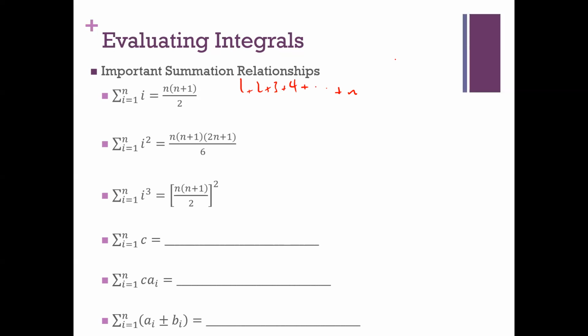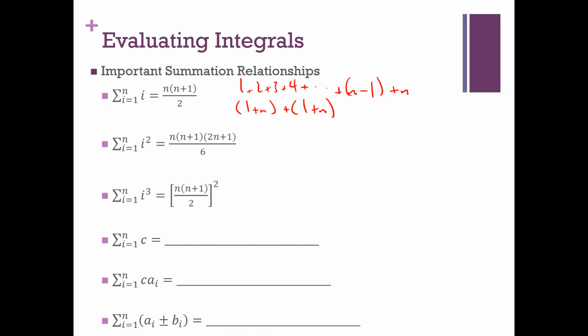What if I were to add the first term and the last term? Sorry, I'm going to n, not 4. 1 plus n, right? Now work inward from both directions. What's the sum of the second term and the second to last term? It would be 2 plus n minus 1, right? So isn't that also 1 plus n?